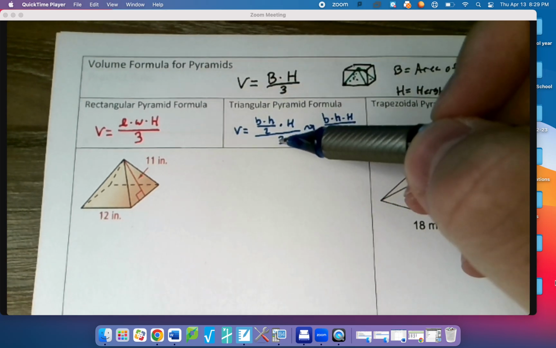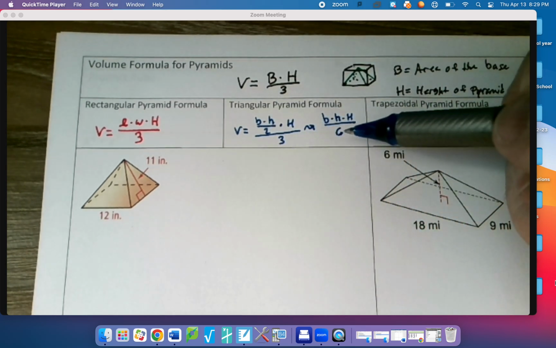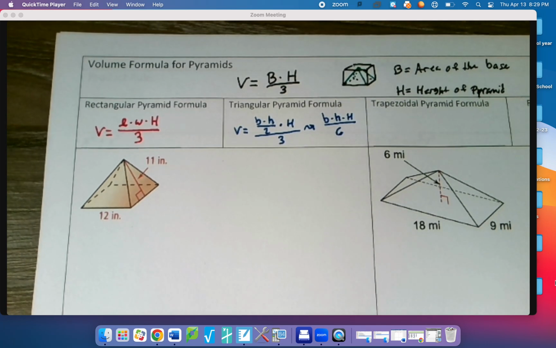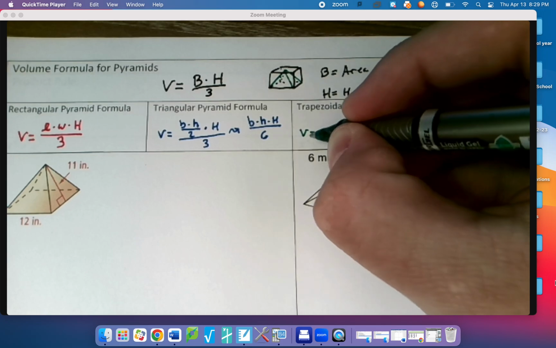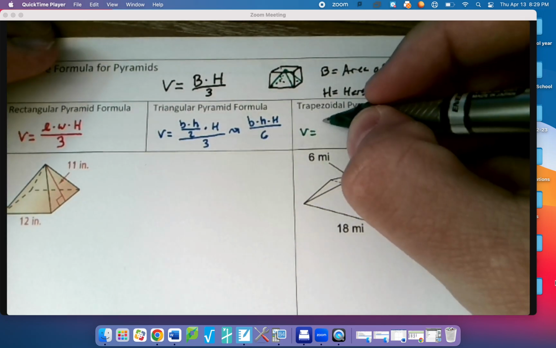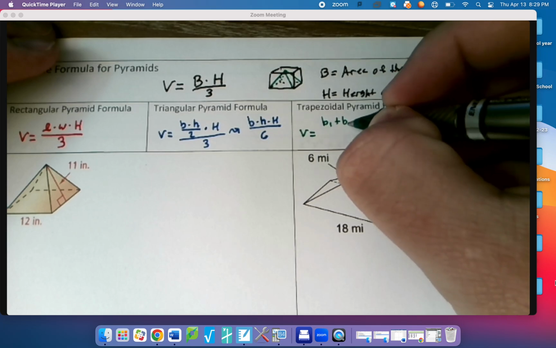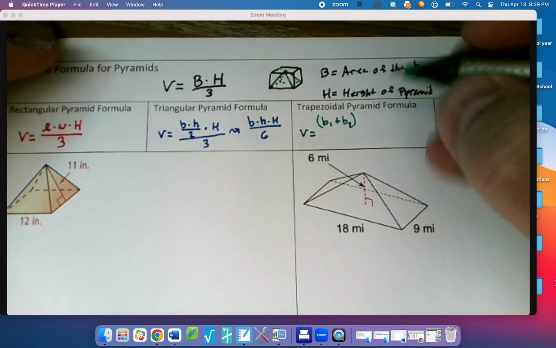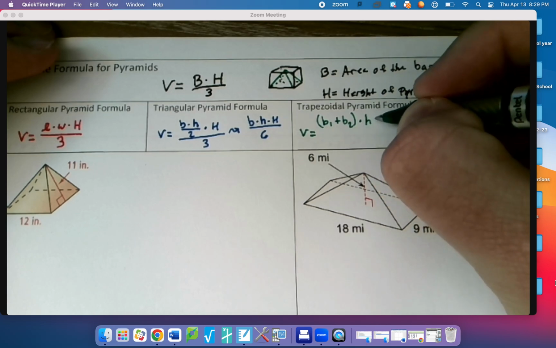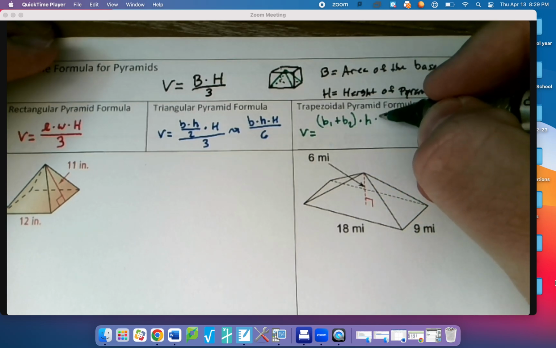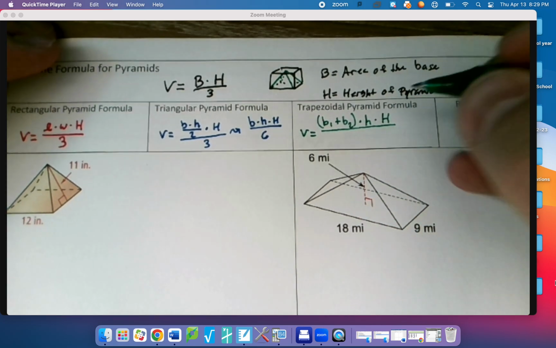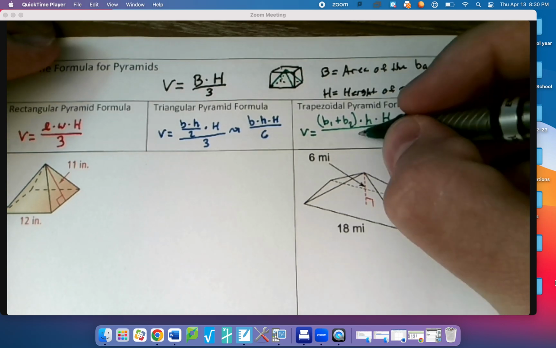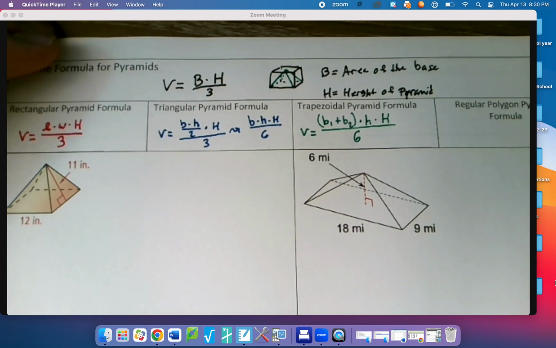Because the 2 and the 3 both end up dividing everybody, so they all get divided by 6 in the end. A trapezoidal pyramid, for the same reason, base 1 plus base 2, that has to happen first. You still have to add those, times the height of your trapezoid, times the height of your pyramid. You have to divide by 2 because it's a trapezoid, but you have to divide by 3 because it's a pyramid, so it ends up dividing everything by 6.